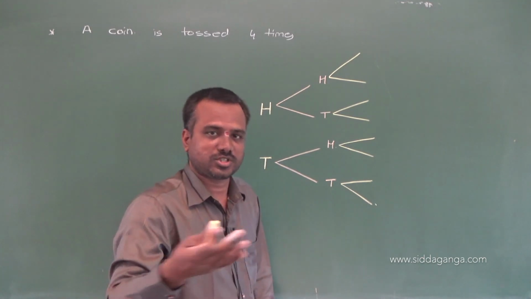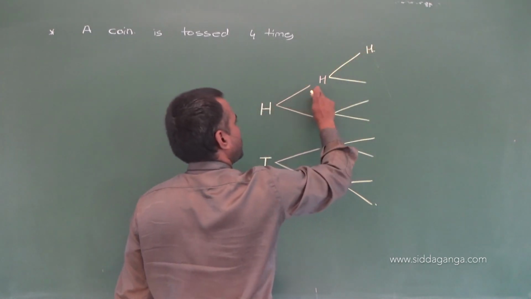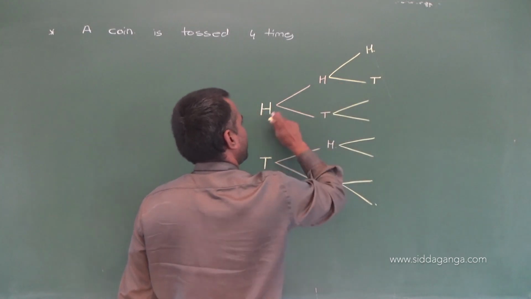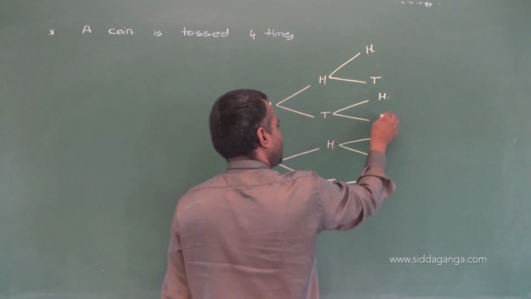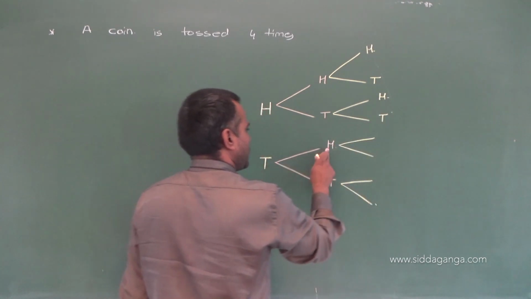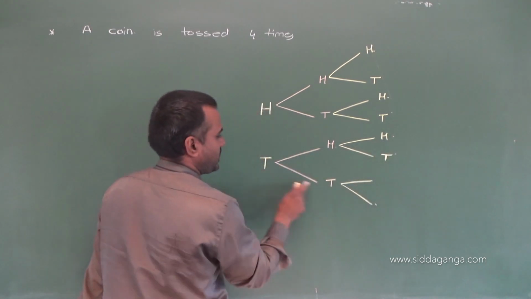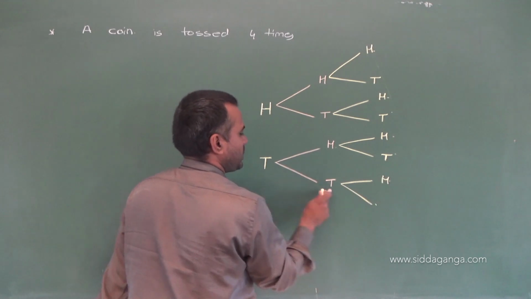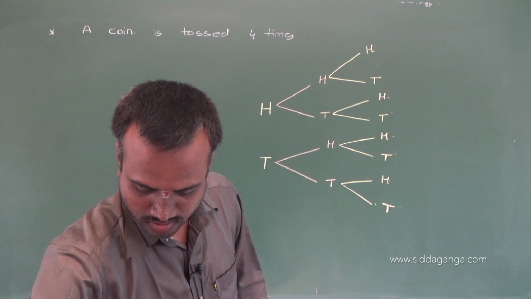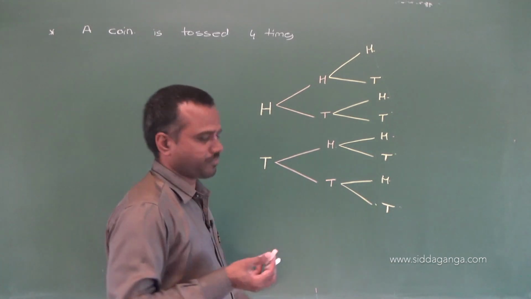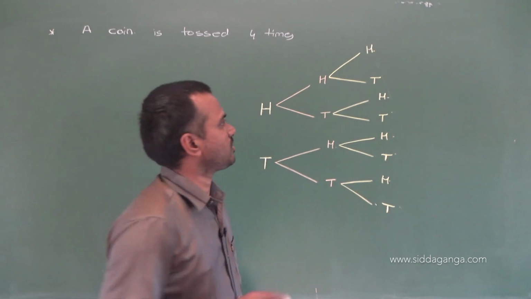Then next, if a coin is tossed three times, just now we write the possible outcomes are head, head, head; head, head, tail; head, tail, head; head, tail, tail; tail, head, head; tail, head, tail; tail, tail, head; tail, tail, tail. If a coin is tossed three times, the possible outcomes are like this.